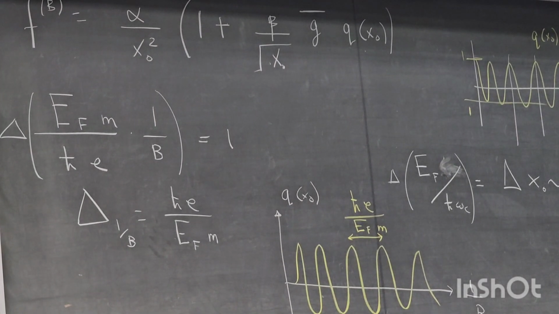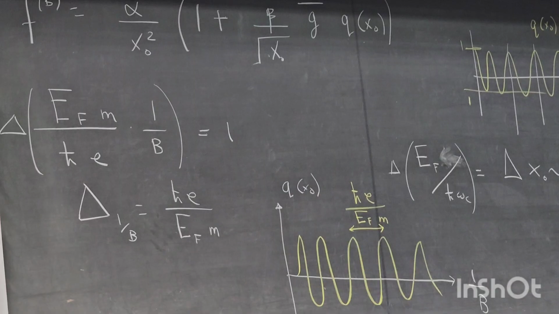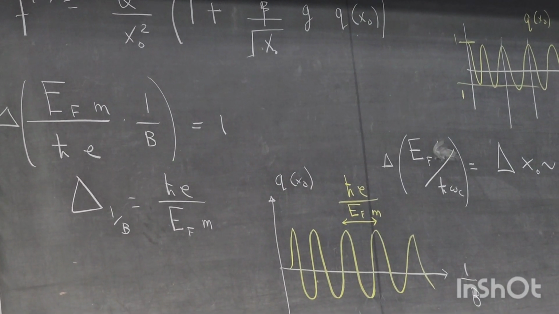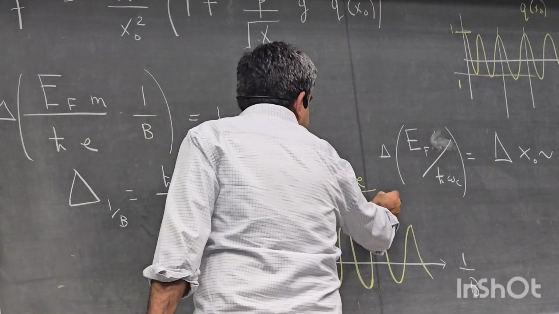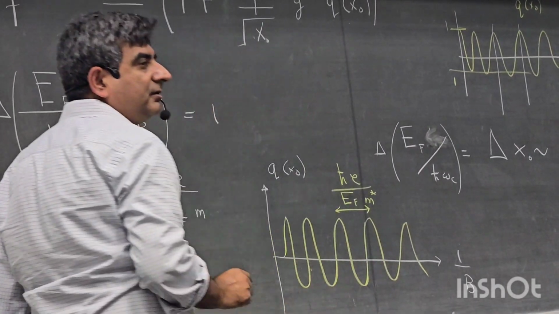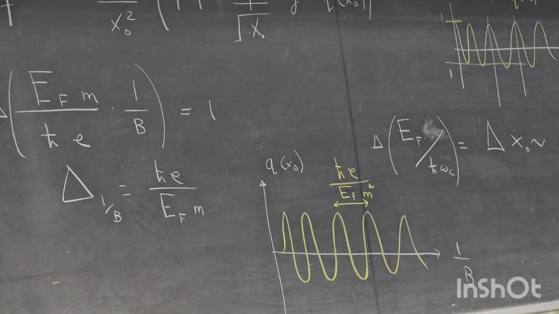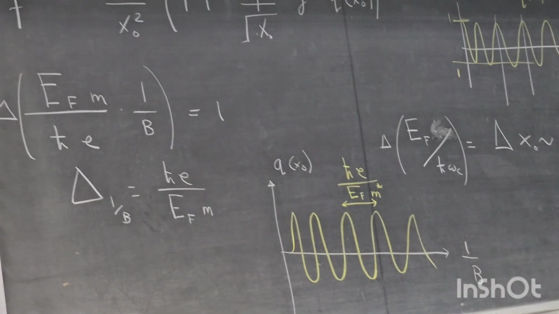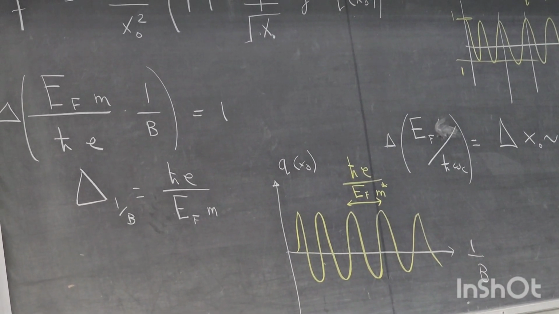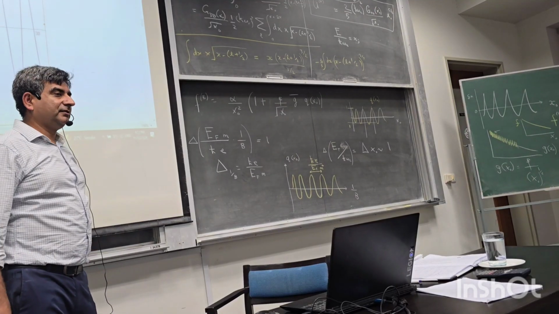So this is the cyclotron frequency. And this is not the real mass of the electron, this is an effective mass of the electron inside the band. So some people would like to put an asterisk here. So this is the period of this oscillatory function when plotted with respect to 1 over B.